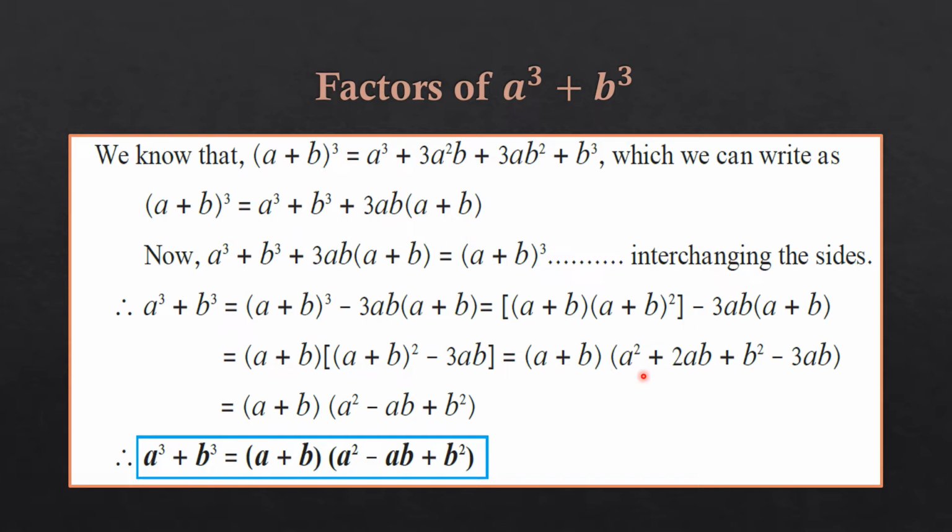Then by expanding this bracket, we can write (a plus b) in one bracket, in another bracket a square plus 2ab plus b square minus 3ab. Then 2ab and minus 3ab are similar terms, so we subtract 3ab from 2ab and write (a plus b) into (a square minus ab plus b square), and therefore we get a cube plus b cube is equal to (a plus b) into (a square minus ab plus b square). This is the formula to find the factors of a cube plus b cube.